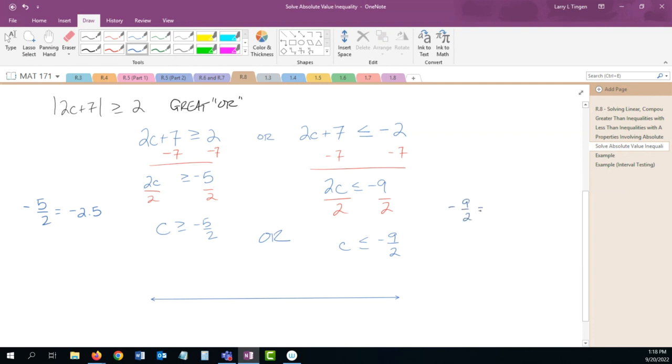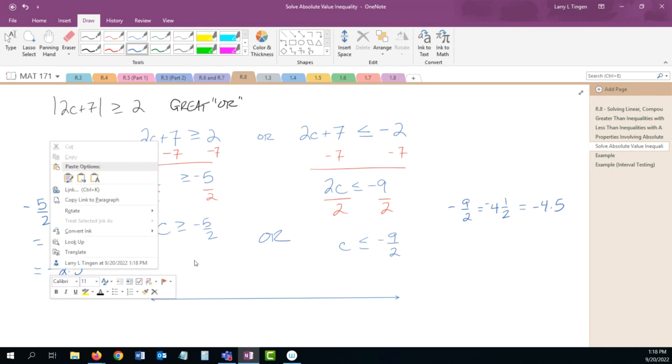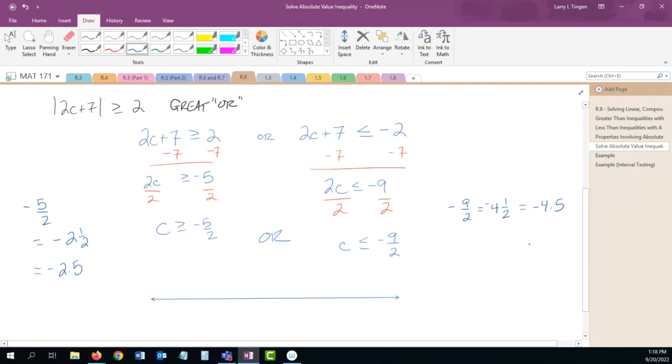-9 halves is what? 2 goes into 9 4 times with the 1 left over. So we get negative 4.5. Let me do that to the other side too to clear it, just in case. There's nothing worse than trying to look at these notes after class and you can't figure out what in the world I meant. Why did I bother to do that? Because it's a whole lot easier to put negative 2.5 and negative 4.5 on the number line than it is to put negative 5 halves and negative 9 halves.